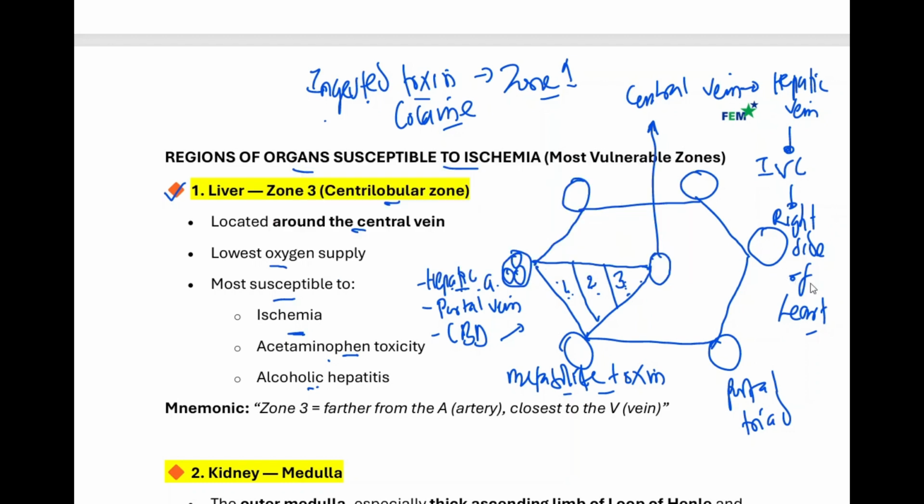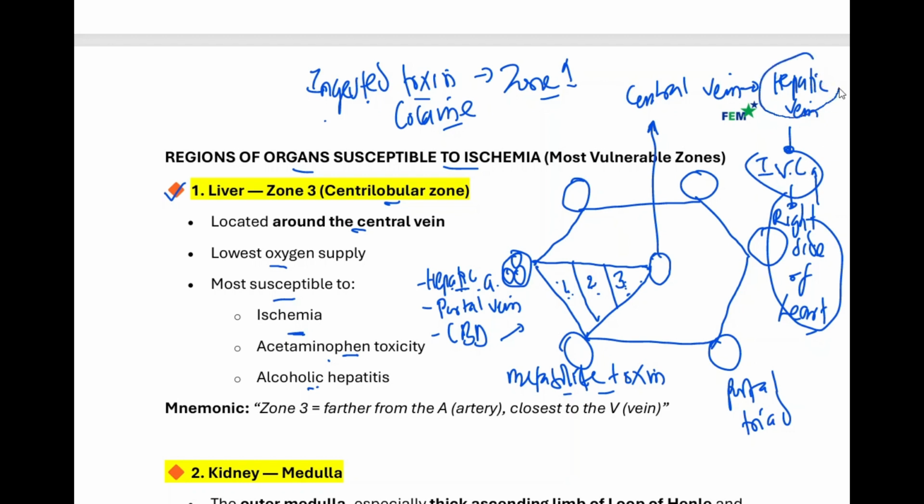What about if somebody has right heart failure? If somebody has right heart failure and the blood cannot go to the right side anymore, what's going to happen? Then the blood will back up into the IVC and SVC, so inferior vena cava, superior vena cava. So they're going to have jugular venous distension.